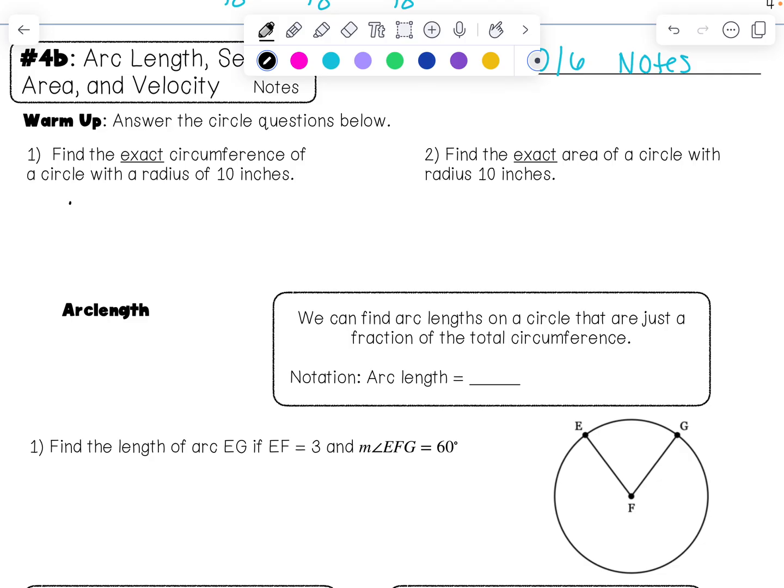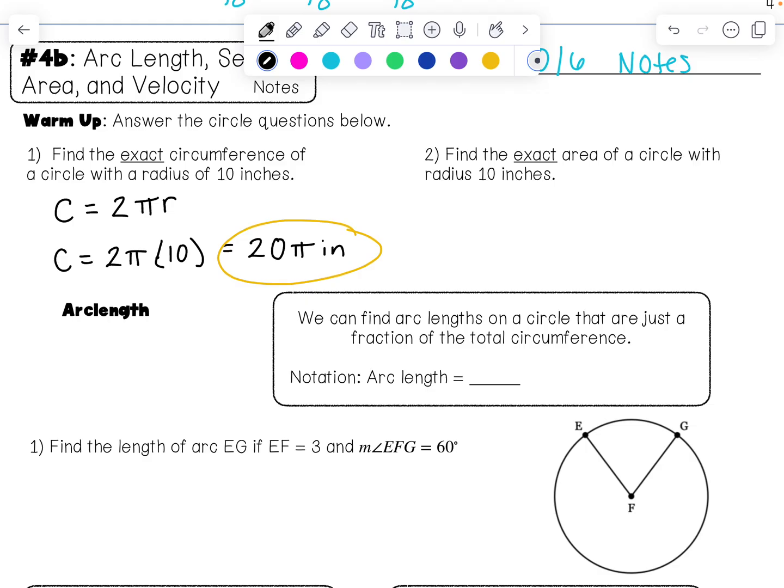So we want to remember that our circumference formula is 2 pi r. They tell me my radius is 10 inches here, so my circumference for this circle is going to be 2 pi times 10. You can also put it in parentheses, and 2 times 10 is 20, so that's going to be 20 pi inches.